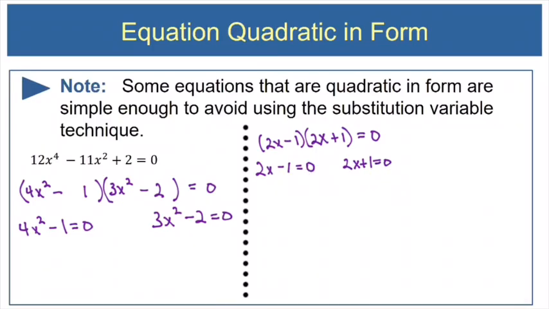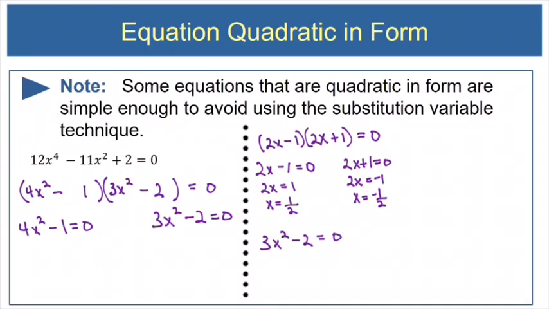If 2x minus 1 equals 0, then x equals 1/2. And if 2x plus 1 equals 0, then x equals negative 1/2. So there are two of our solutions. And now for this second factor, this is not a difference of squares, so it won't factor quite like this, but we can use the square root property to solve it. So to use the square root property, we want to isolate the x squared term.